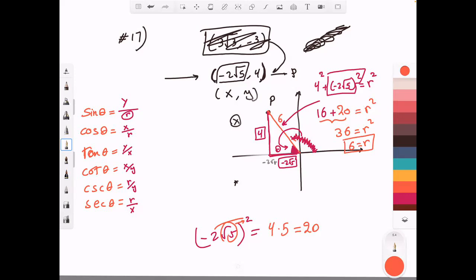So now is the fun part. Sine of theta is y over r, which is 4 over 6. Cosine of theta is x over r, negative 2 root 5 over 6. And you do the rest. Does that make sense? Yeah, that's good.